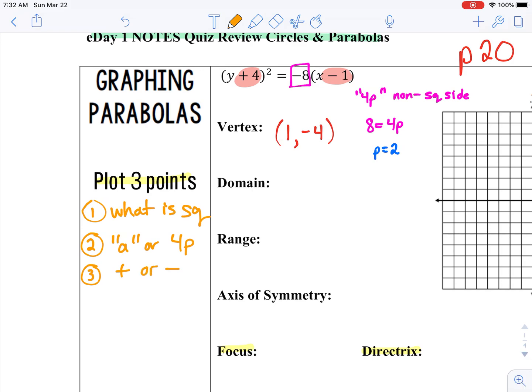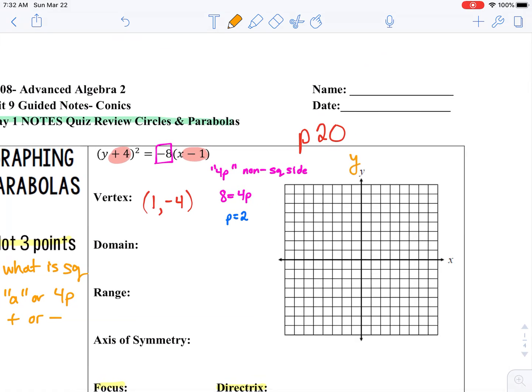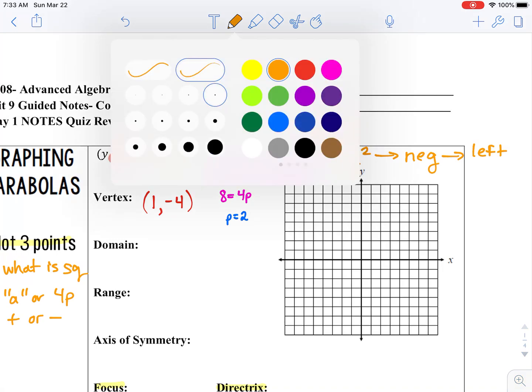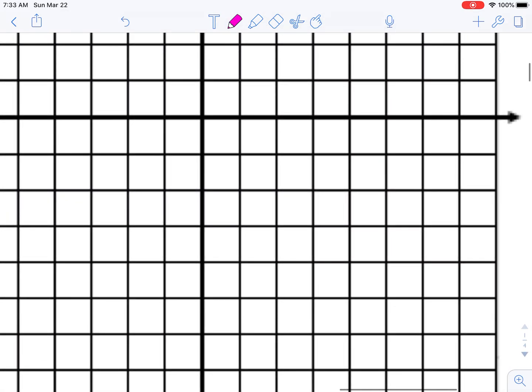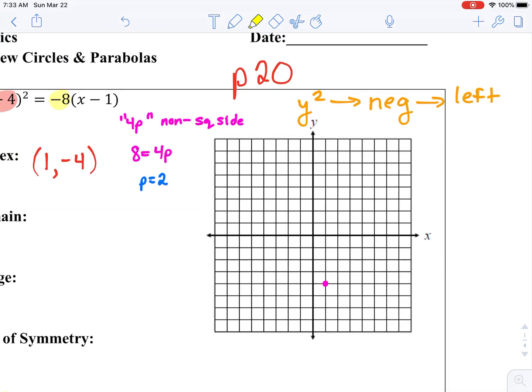Looking at this problem, first off, is what is being squared? And what is being squared is our y. When our y is being squared and we have a negative sign, what direction would we open? And you're right, we are going to be opening to the left. So what I would first do is put in our vertex at 1, -4. We know it's going to be opening to the left, so I'm going to just do a little sketch as I'm remembering where my points go.